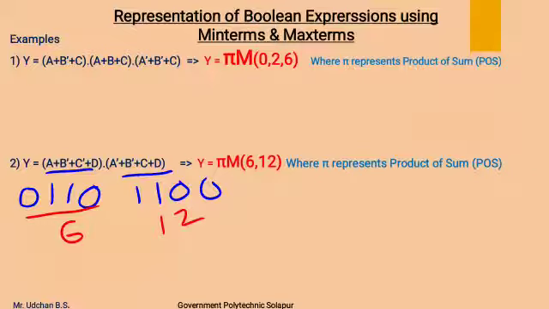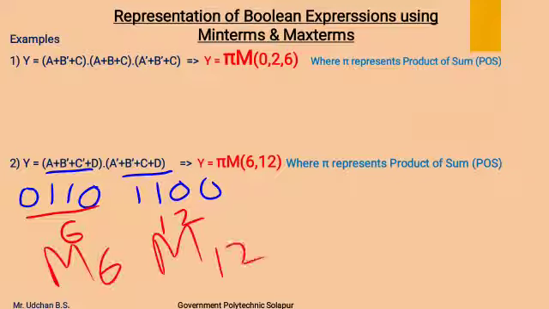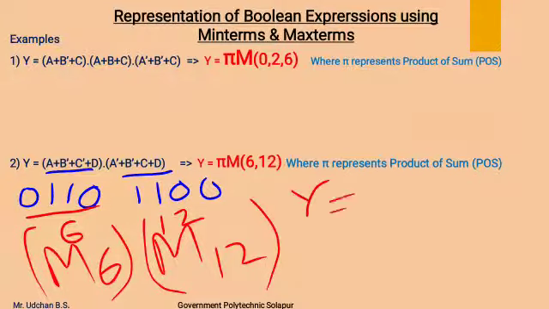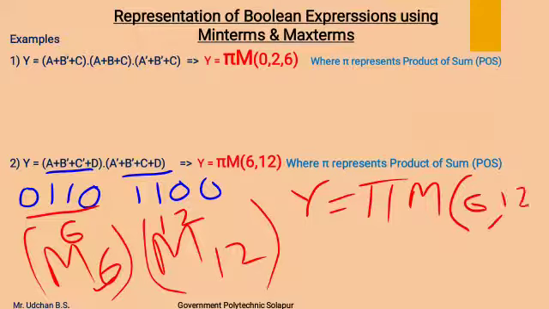So this 6 I can write as a capital M6 and 12 I can write as a capital M12, ANDed together. So this in short I can write as y equal to pi capital M. Again I will write the numbers in ascending order, first 6 and after that 12. This is how we can represent a given POS expression in the form of max term.